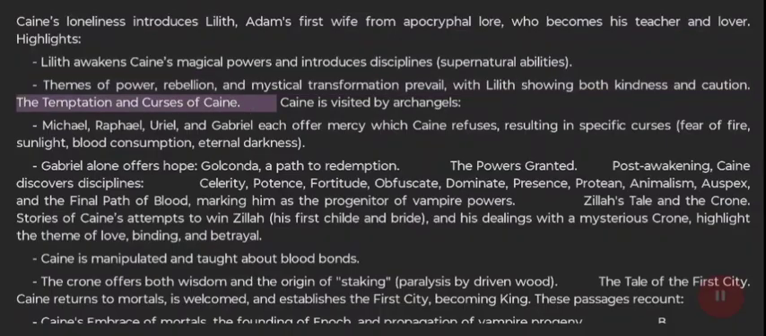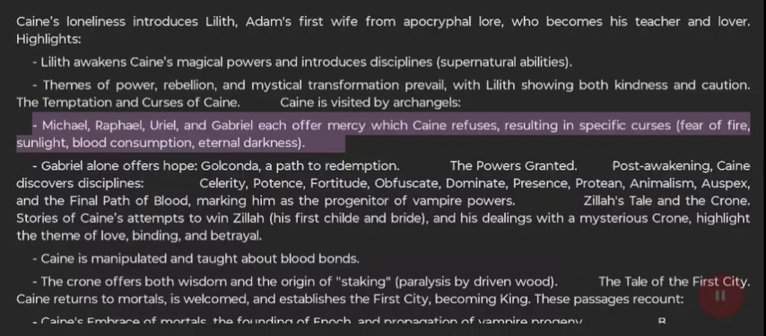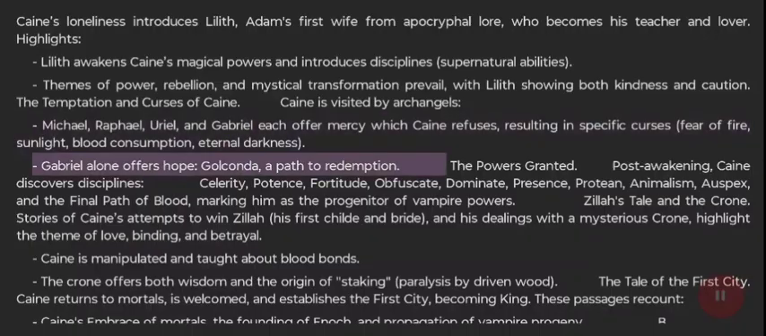The temptation and curses of Cain. Cain is visited by archangels. Michael, Raphael, Uriel, and Gabriel each offer mercy, which Cain refuses, resulting in specific curses: fear of fire, sunlight, blood consumption, and eternal darkness. Gabriel alone offers hope, Golconda, a path to redemption.